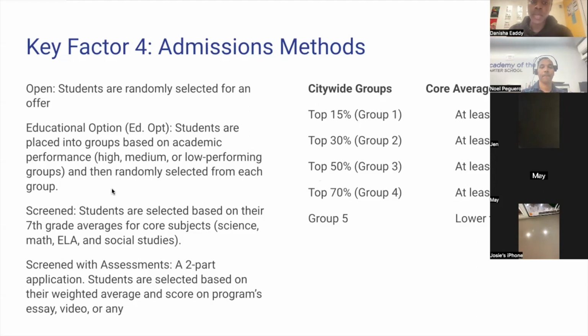Screened with assessment means there's a 2-part admissions method, and you can also apply to these schools on MySchools. You will add that to your top 12 list, and you will also have a separate admissions component, meaning you will either have to do a written essay, an interview, a video interview, or a certain project that you also have to record and share. Aside from the written component, they also focus on your grades as well.